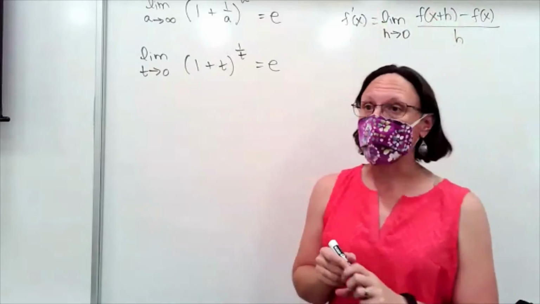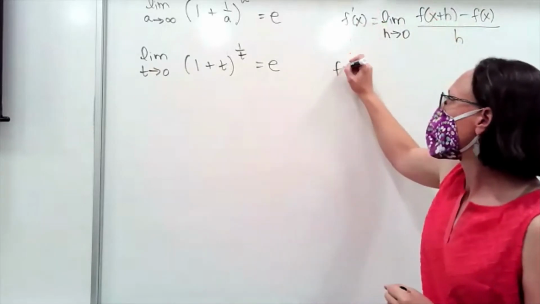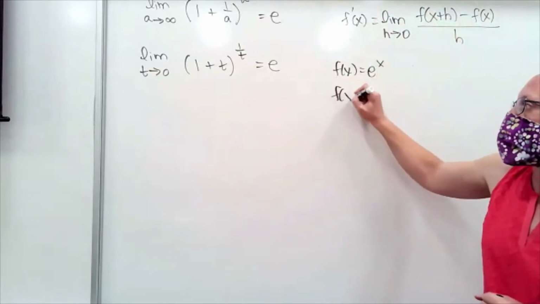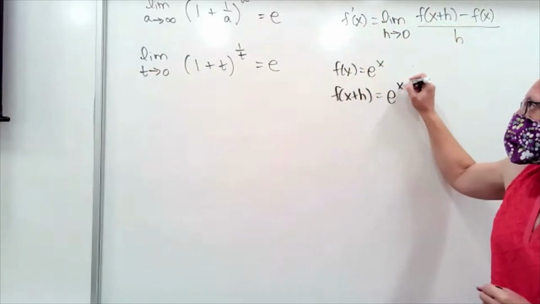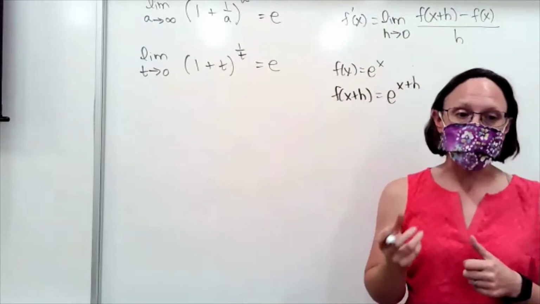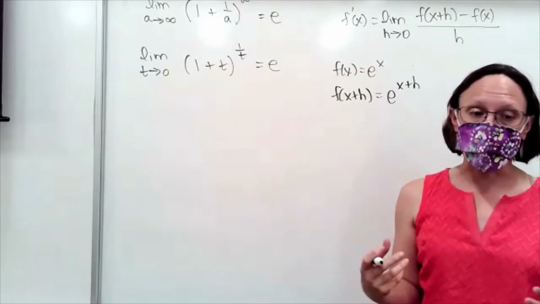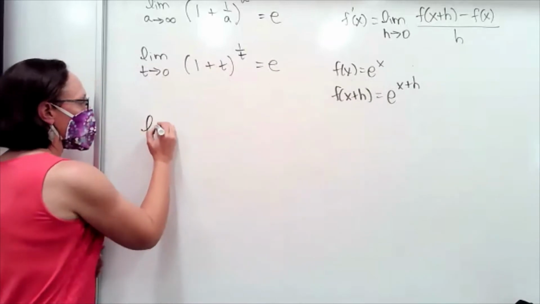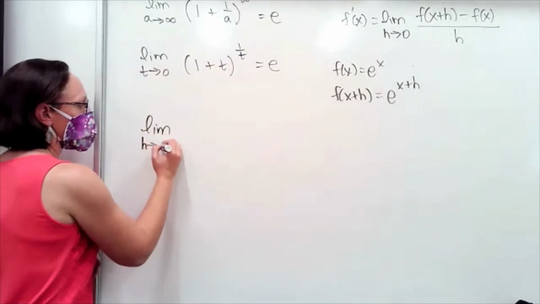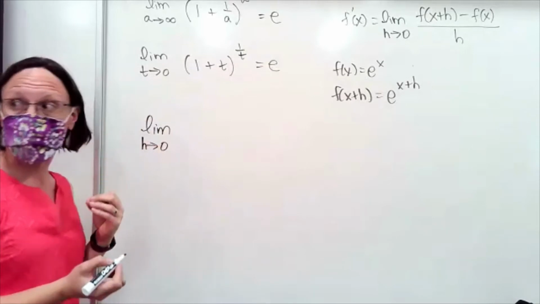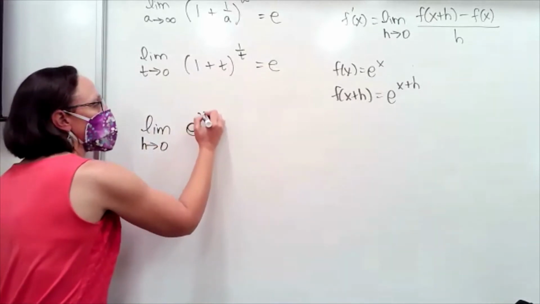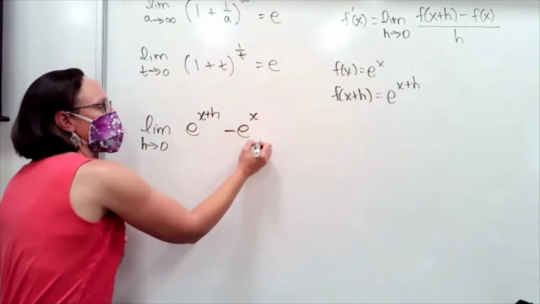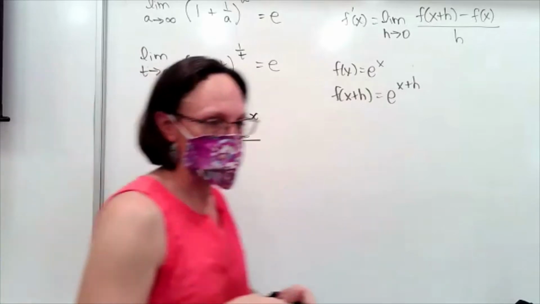So if my function is e to the x, then f of x plus h looks like e to the x plus h. And if I plug that into our limit definition, we're going to end up with the limit as h approaches zero of e to the x plus h minus e to the x all over h.